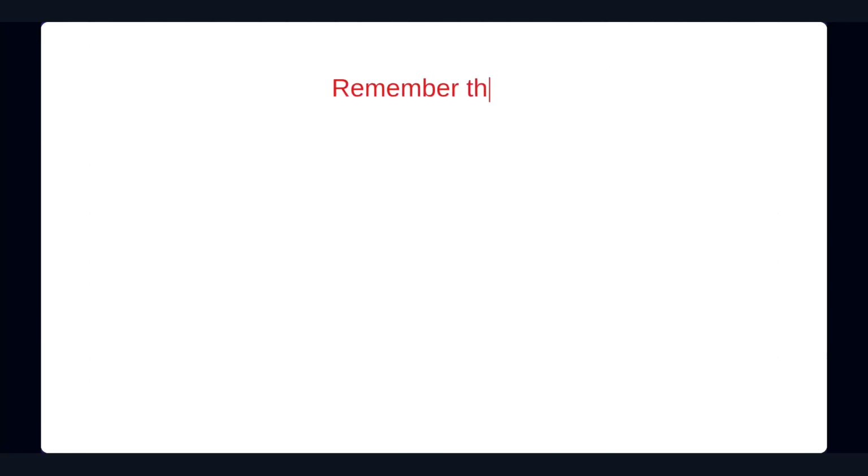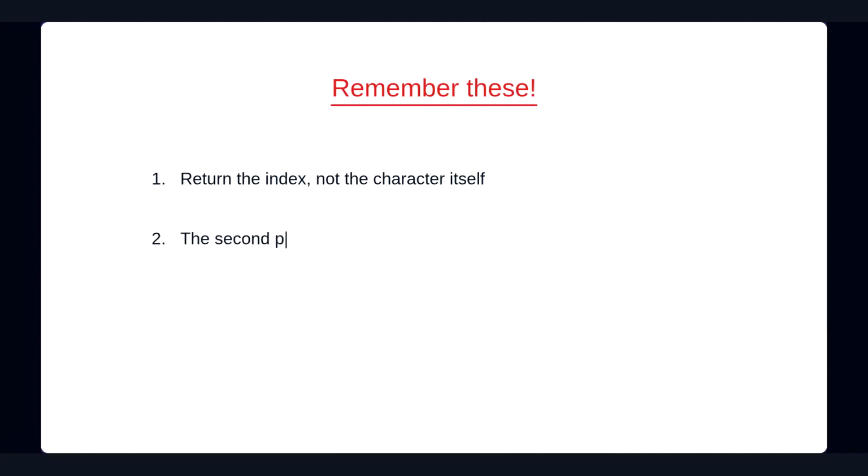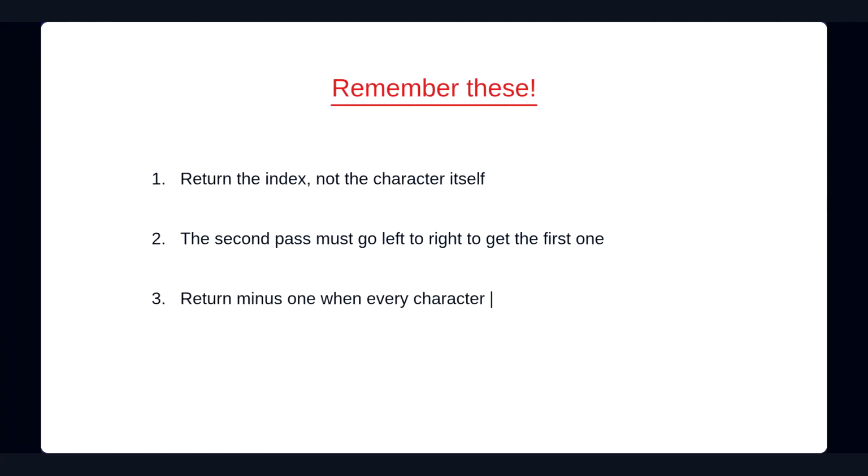3 reminders. First, the question asks for the position, so return the index, not the letter. Second, the second pass has to run left to right, so the first unique character you hit really is the earliest. And third, when every character repeats, the honest answer is -1, meaning there is no unique character.